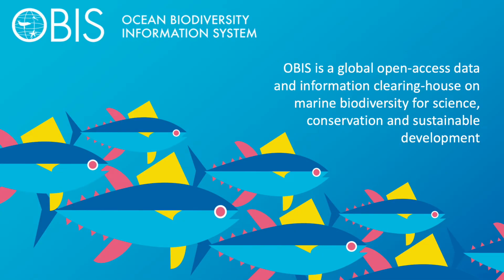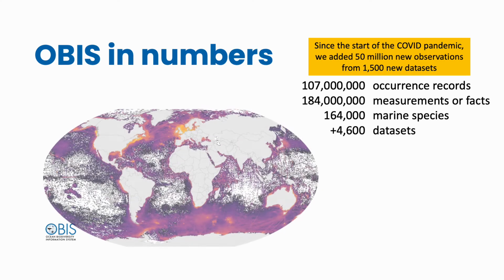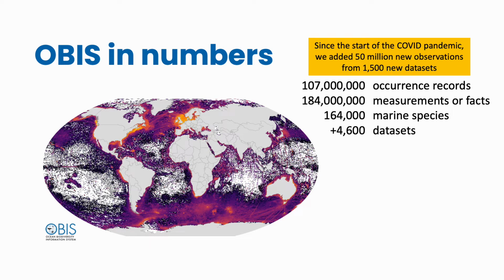OBIS started in 2000 under the Census of Marine Life program and was adopted by IOC in 2009. So for 22 years now, we have been building a central global data platform that provides free access to the world's ocean biodiversity and biogeographic data. The IOC member states recognize OBIS as the global open access data and information clearinghouse on marine biodiversity for science, conservation, and sustainable development. We provide access to more than 100 million observations of 164,000 marine species, from bacteria to whales, integrated from over 4,600 datasets.